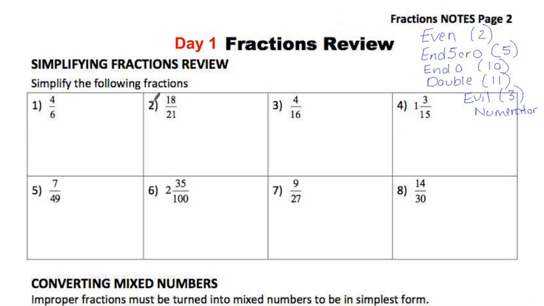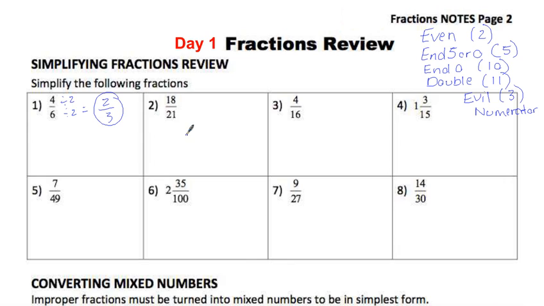So if we look at example number 1, 4/6, they are both even numbers. I can count up to them by 2: 2, 4, 6, 8. So I can divide the numerator and the denominator by 2, and when I do that, I'm left with 2/3. And I cannot simplify 2/3 any further. And this should be a review from our previous units.